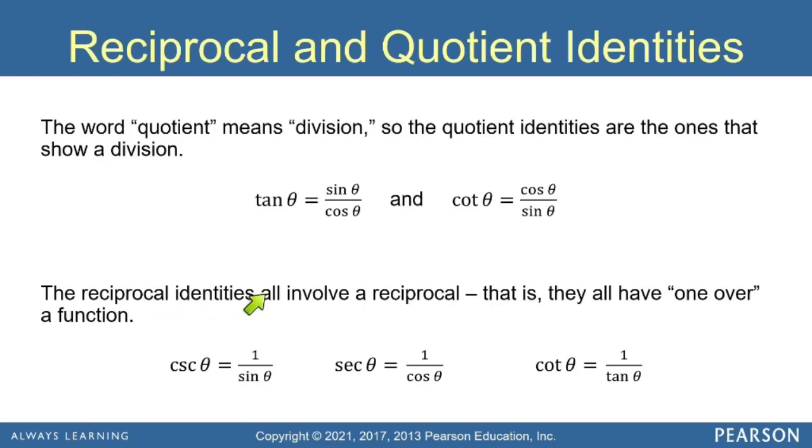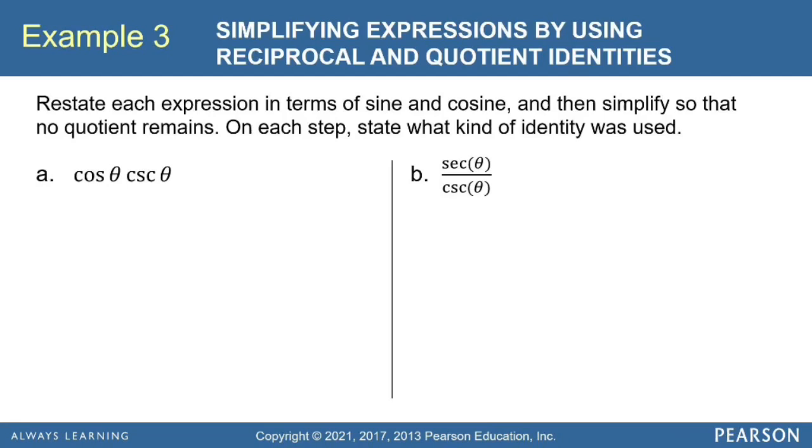But the reciprocal identities all involve a reciprocal. In other words, they all have 1 over a function. So here are 3 of our reciprocal identities right here. The cosecant of theta we know is 1 over the sine of theta, or we could say the cosecant of theta is the reciprocal of the sine of theta. Secant of theta is the reciprocal of cosine of theta. Cotangent of theta is the reciprocal of tangent of theta. So you can see how these got their name of reciprocal identity. And you know that this is just 3 of our reciprocal identities. There are 3 others. So now let's look at example 3 together.